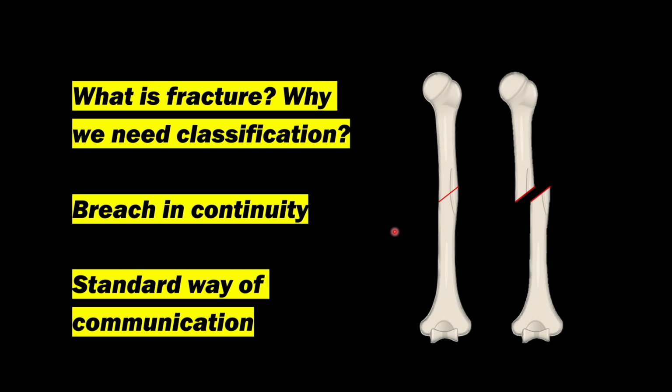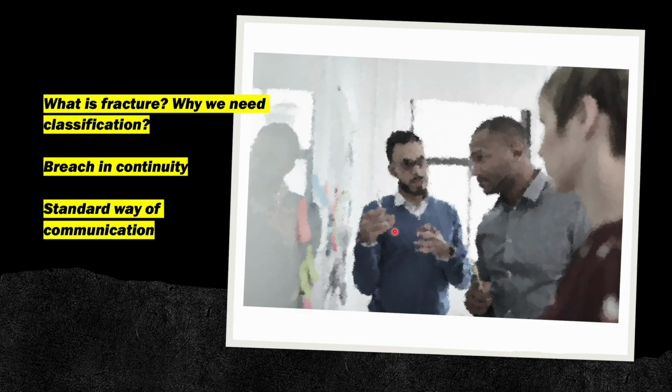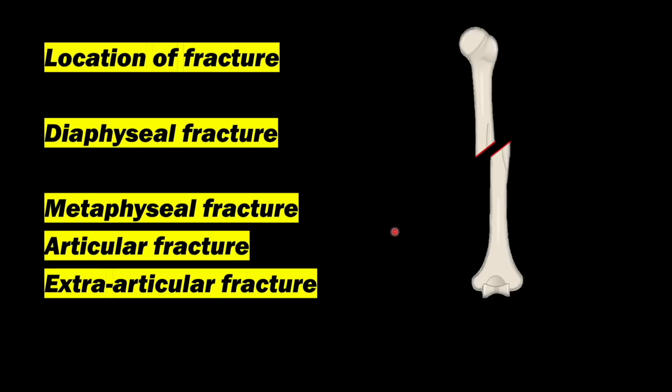And why do we need classification? So that we can communicate the findings of the fracture. What is the nature of the fracture? What kind of pattern it is having? So that the communication is transferred to the other people in a standardized manner. And by that, the management of that particular fracture can be planned so that there is no confusion in the treatment plan. So the fracture can be classified according to various parameters.